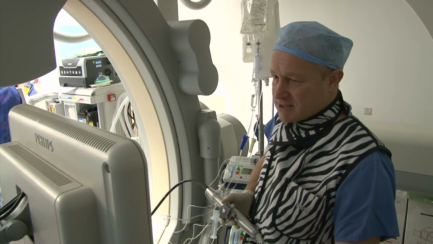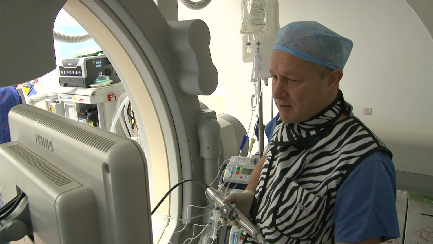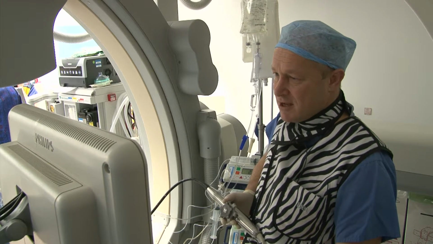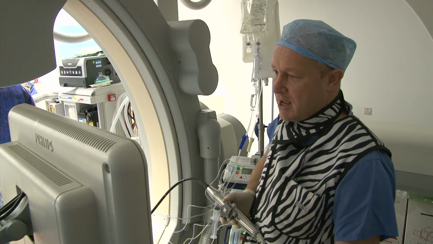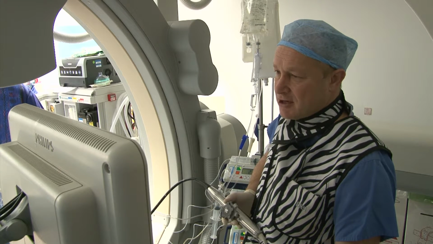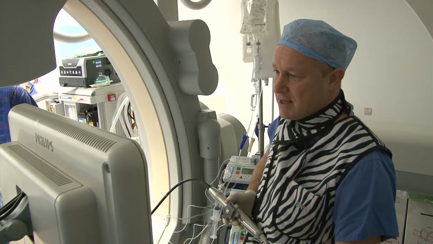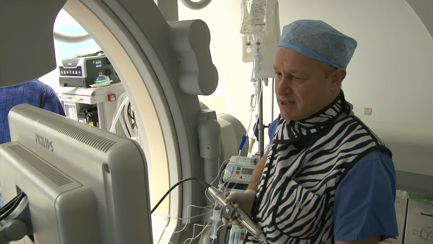I've done a lot of measurements, and I think that probably the most reliable, at least this is a symmetrical annulus measuring at 2.5 centimetres, which is really at the upper limit of the comfort zone for a 26mm valve, and I think under normal circumstances we would probably in this patient upgrade to a 29mm.